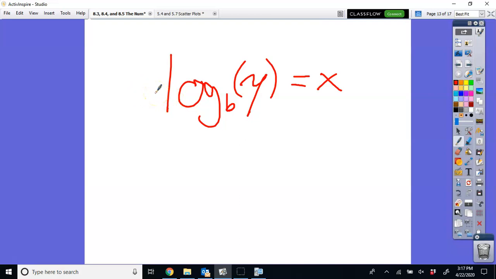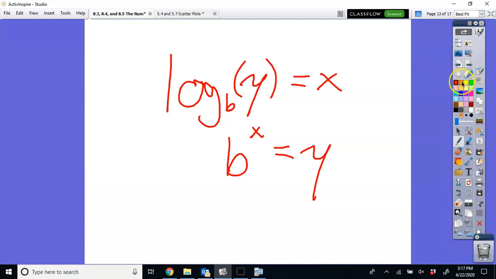By definition, when you are looking at a logarithm, this base b raised to this exponent x has to be equal to this number y. Always, that's the definition. So when we look at a logarithm, it is the base raised to the answer equal to the number on the inside. That is the definition. That is what a logarithm means. And that is how you find the answers for logarithms.